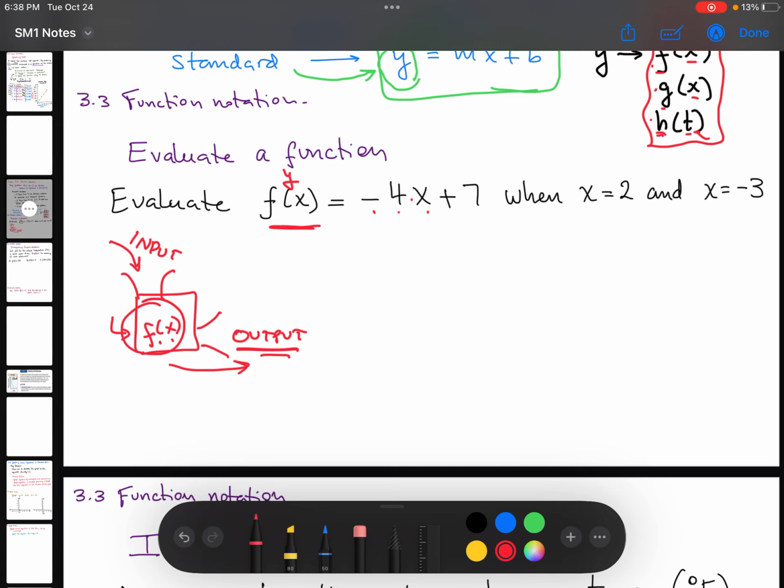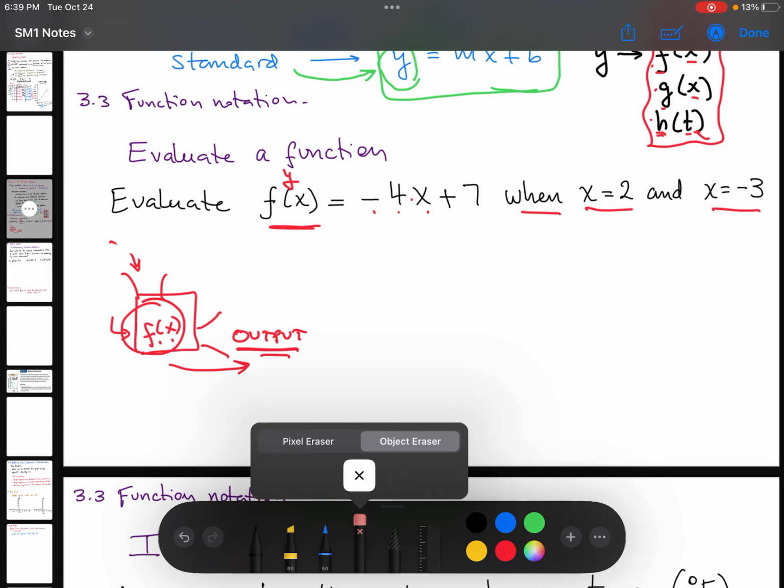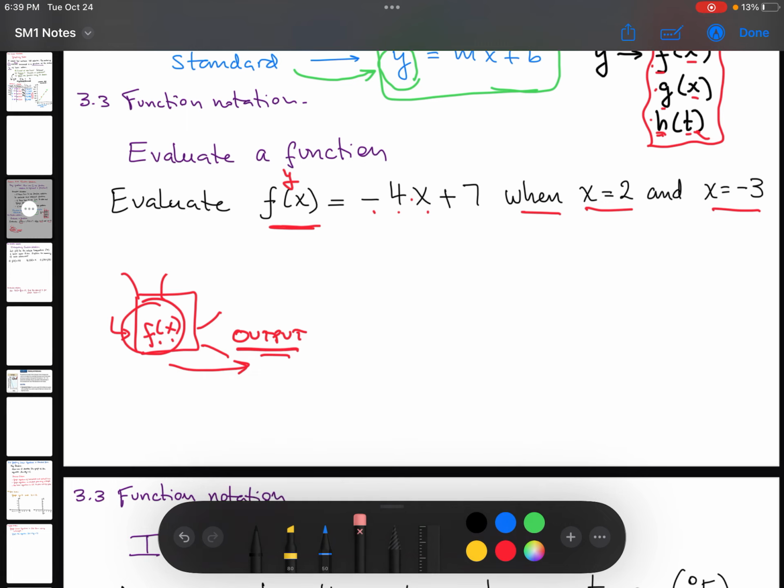Well, in this case, we need to evaluate the function when x equals 2 and x equals negative 3. In other words, our inputs are going to be, what are you going to enter here? Well, it's simple. We're going to enter two numbers. We're going to enter number 2 first, and then in the second place, we're going to enter number negative 3. I want to know what the output is once I do that.